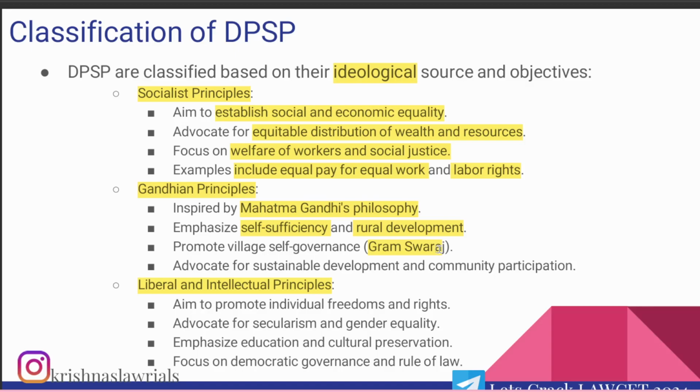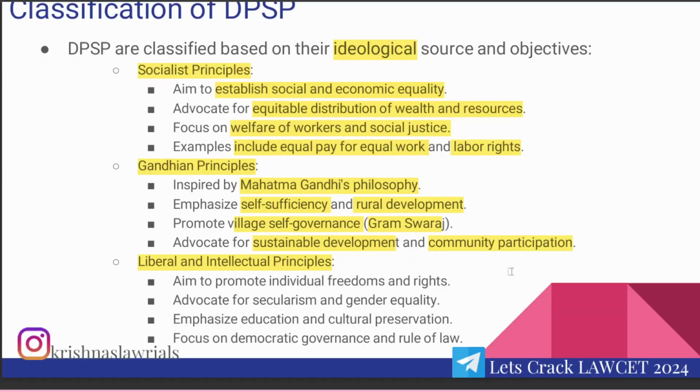I guess in COVID it happened, where there was a trend, everyone used to post a sticker saying support small businesses, like that. It means promoting village self-governments, people who will be doing small businesses. We need to promote them, we need to buy things from them, not from brands. Advocate for sustainable development and community participation. Sustainable development, in a sense, means you should develop, but without harming nature, like trees or animals. That is known as sustainable development.